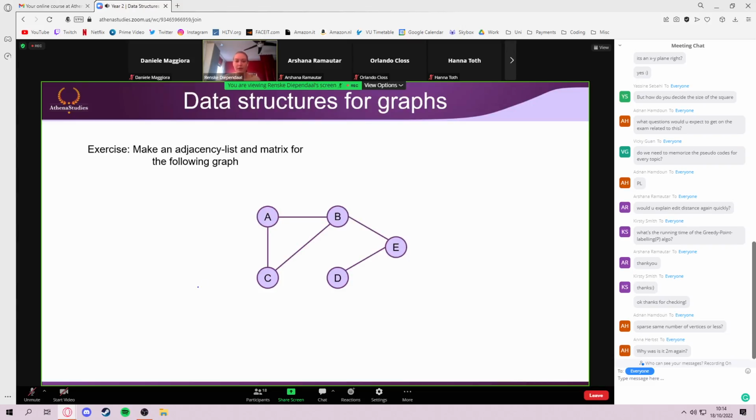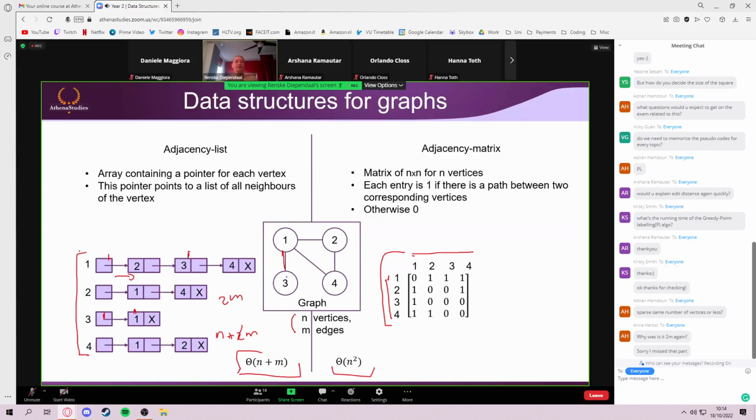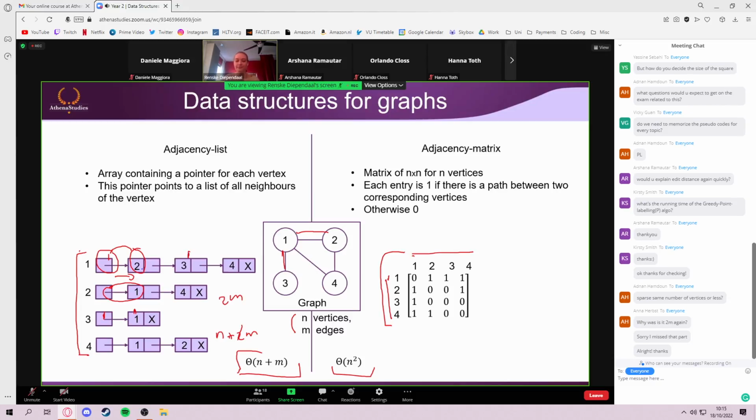Why was it 2m again? So in the adjacency list, you basically store each edge twice. So if we have an edge between 1 and 2, it's described in this part, right? This says there's an edge from 1 to 2. And then in vertex 2, you also go back to 1. So it says you have an edge from 1 to 2 and an edge from 2 to 1. Yeah, but the 2 doesn't really matter because it's just a constant.